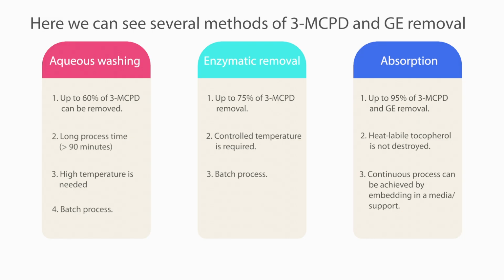Here we can see several methods of 3-MCPD and GE removal. Aqueous washing: 1. Up to 60% of 3-MCPD can be removed. 2. Long process time, greater than 90 minutes. 3. High temperature is needed. 4. Batch process. Enzymatic removal: 1. Up to 75% of 3-MCPD removal. 2. Controlled temperature is required.